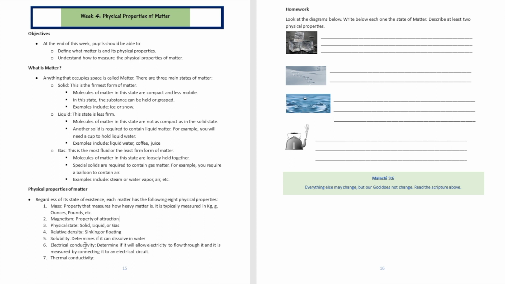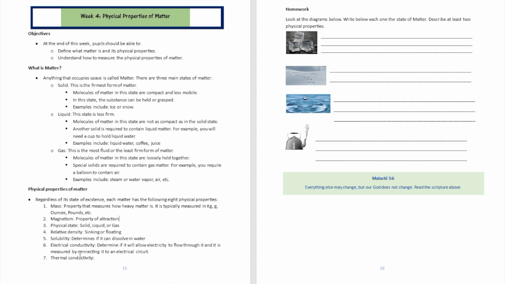Solubility. Solubility determines if it can dissolve in water. Some objects can be dissolved in water. So for example, if you drop a cube of sugar into a bowl of water, that sugar is going to dissolve in that water. But if I were to drop my cell phone inside a bowl of water, well, the cell phone may be destroyed, but it's not going to dissolve in water, meaning that that cell phone is not soluble inside water.